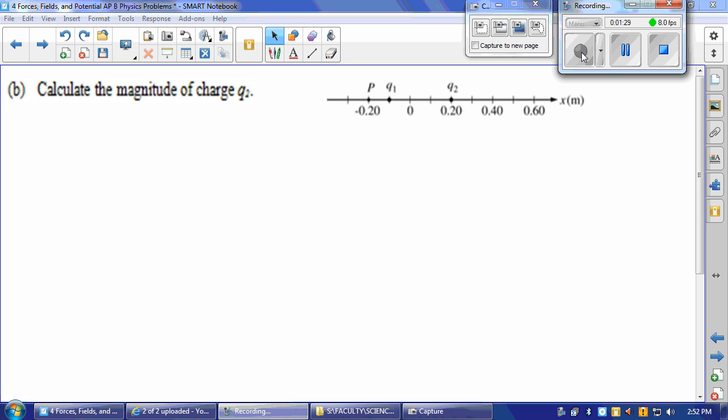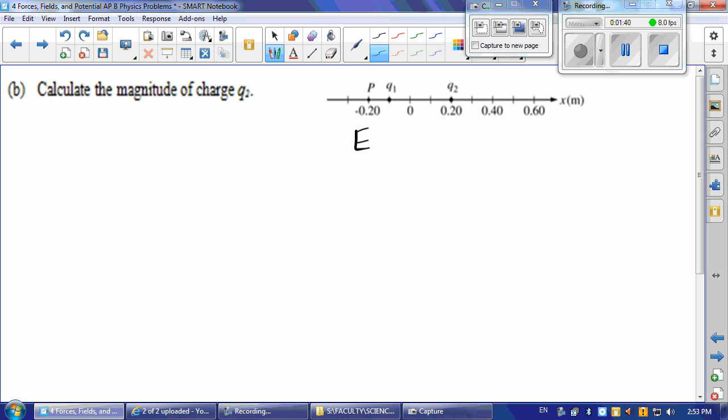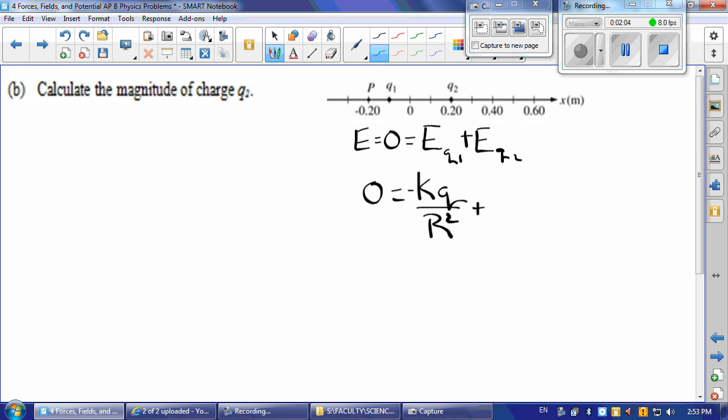Okay, the next one says we need to calculate the magnitude of the charge Q2. Okay, so what we know is that the electric field here is 0. So what that means is that the electric field due to Q1 and the electric field due to Q2 have to also cancel out. So let's just plug in what these things are equal to. Electric field is equal to KQ over R squared, plus, we know this is going to be negative, by the way, because it's a negative Q1, plus K Q2, which is what we're looking for, over R squared.